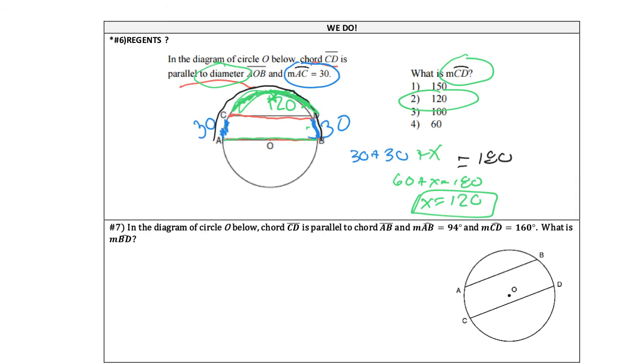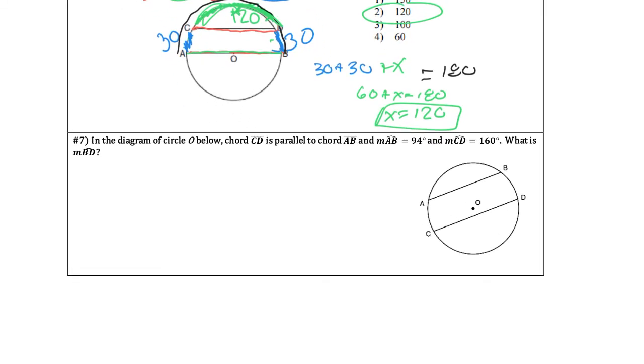If you looked at the bottom one, give that a try. We're going to try it in class just to get a little practice in. Same idea, but now they give you AB is 94. CD, this arc is 160. What is BD? Well, BD is here. But I know if these lines are parallel, those chords are parallel, this is also X.